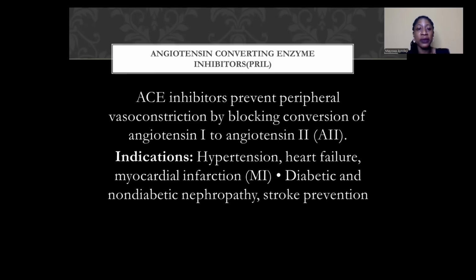They are stopping something. So these angiotensin converting enzyme inhibitors prevent peripheral vasoconstriction by blocking conversion of angiotensin 1 to angiotensin 2. And for you to be able to understand the mode of action of these angiotensin converting enzyme inhibitors, you have to have a deep-seated knowledge of the RAS system, that is renin angiotensin aldosterone system. If you don't have the knowledge, you cannot understand the mode of action. So I want you to read about the RAS system.